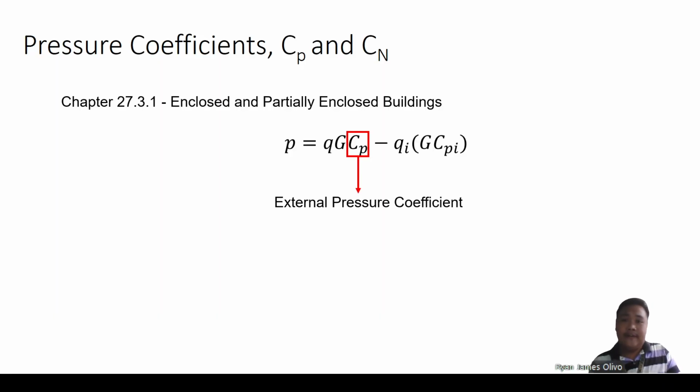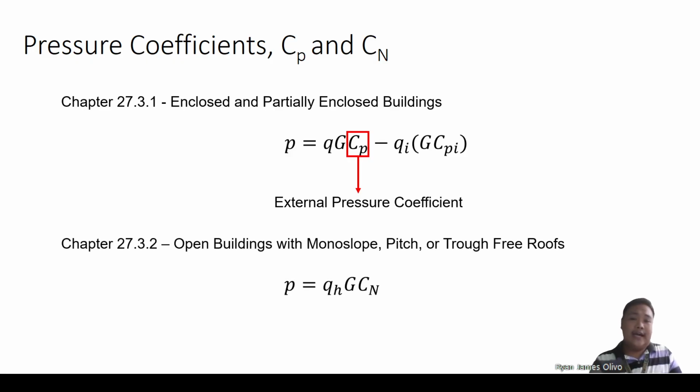Similarly, for open buildings, we don't have any internal pressure. As you can see here, we have some internal pressure, this one. You can see this qi, GCpi is what we call the internal pressure. In open buildings, there is no internal pressure. That is why there is no term for the velocity pressure for internal pressure.